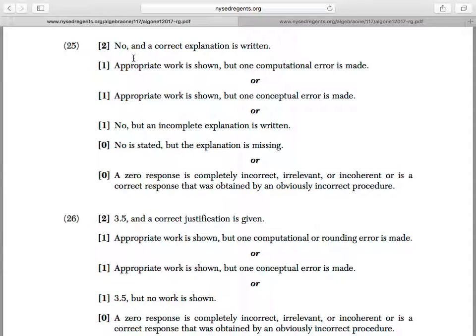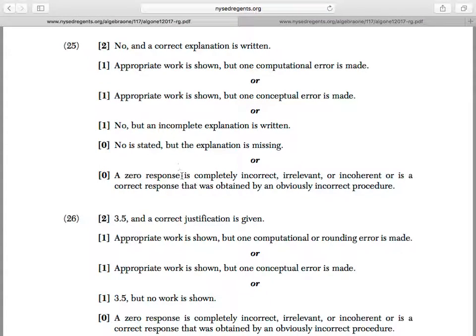The answer is no, and you must give a correct explanation. Again, if you have any questions about how to get to this, just say so. That would be worth 2. Look for worth 1: appropriate work shown but a computational error, or appropriate work shown with conceptual error. And notice, incomplete explanation, you only get 1. And if there's no explanation at all, how many points do you get? 0. So you better make sure you explain when it says to explain. Like Ricky said to Lucy, Lucy, explain yourself. That was a 2-pointer.